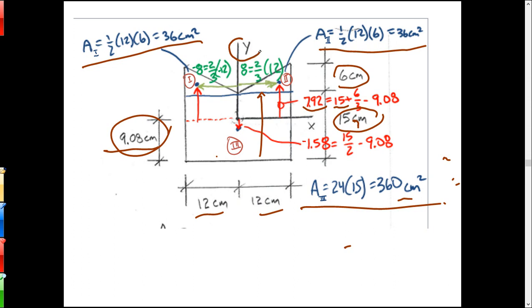And then for the y-axis, the centroid for the rectangle is right on the y-axis, so that'll be 0. But for the triangles, it'll be 2/3 of 12, because we're coming in from the vertex going either direction. Coming from there, going right and left, the total base is 12, so 2/3 of that would get us 8. And that's the distance from the y-axis to the centroids of the triangles. All right.